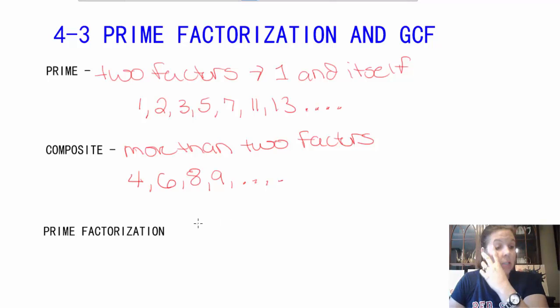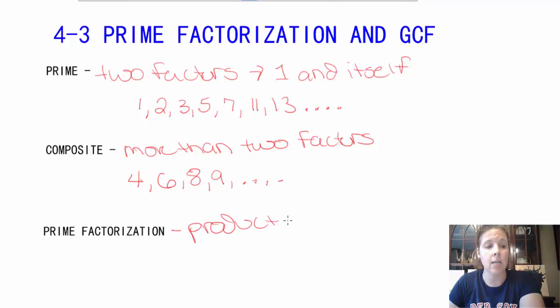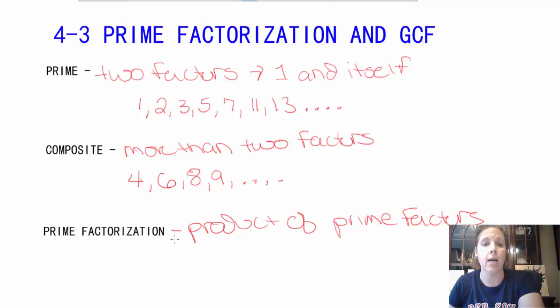Okay, prime factorization is the product, and we'll do this in a minute. Product of prime factors. It's a way to break down a number into prime numbers, a product of prime numbers. So we will get to that in just a minute.